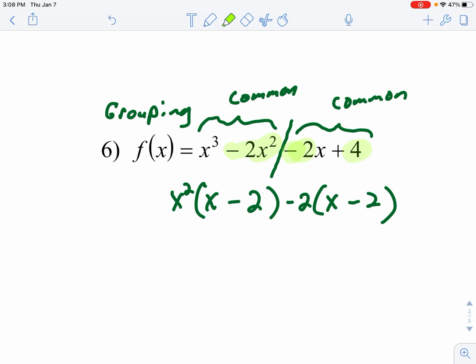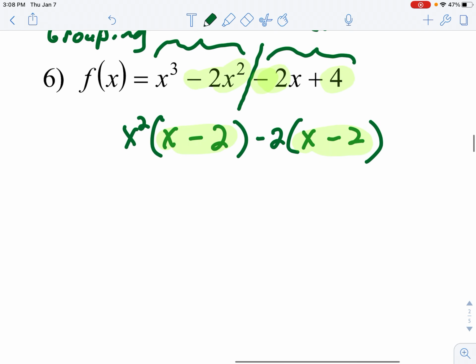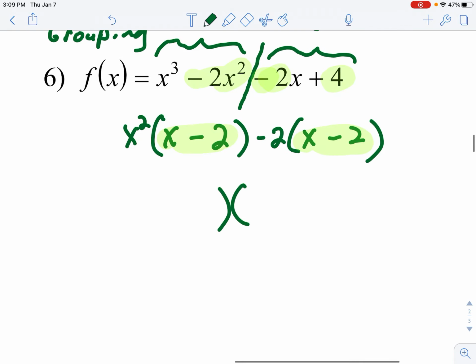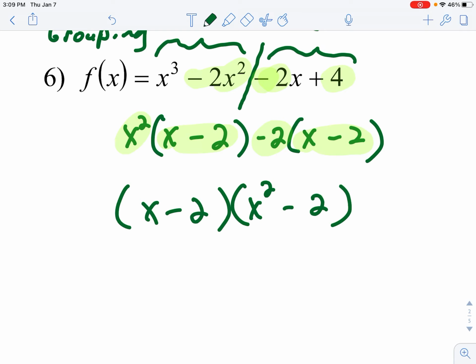Now, do you see how this set of parentheses is the same as that set of parentheses? When you're doing the grouping method, that has to happen. If that doesn't happen, you've made a mistake. But the fact that x minus 2 is in both of them means that x minus 2 is one of our factors. Now, look at what's not in parentheses up here. X squared minus 2 is our second factor.